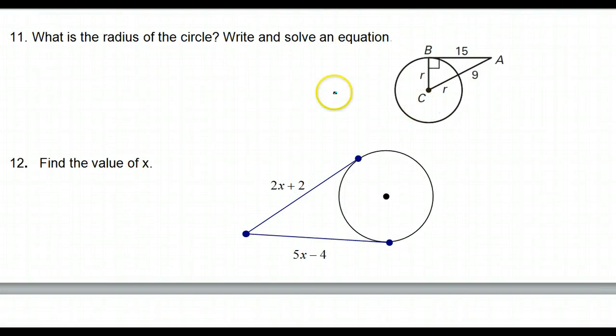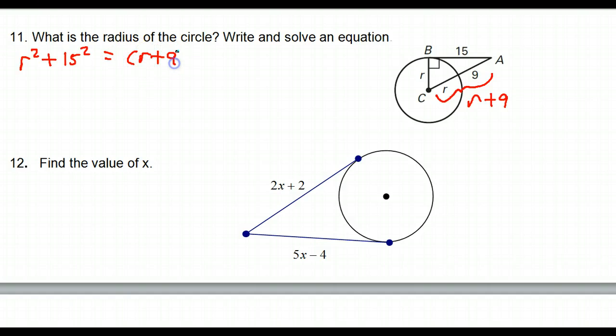Alright, look at number 11. What is the radius of the circle? So we're solving for r. We're just going to use the Pythagorean theorem, but just be careful. The hypotenuse is r plus 9. So we will do a squared plus b squared equals c squared, but that'll look like this. R squared plus 15 squared is equal to r plus 9 squared. Make sure you do not try to square the two pieces. Don't just put r squared plus 81. Instead, you have to do this.